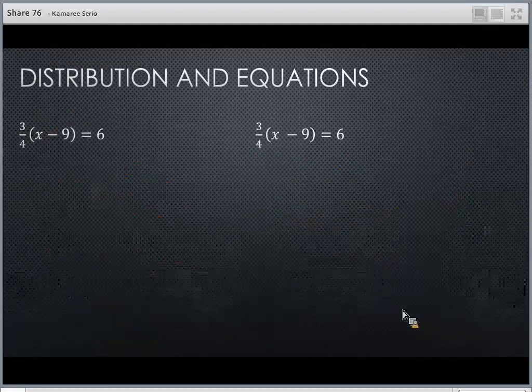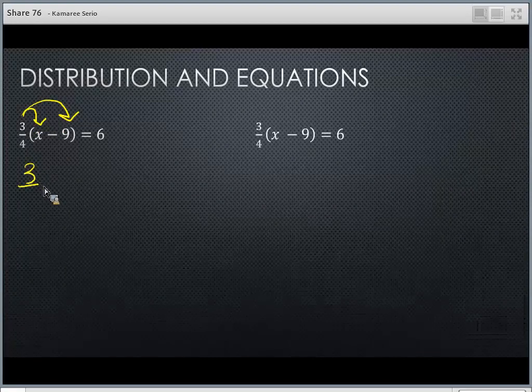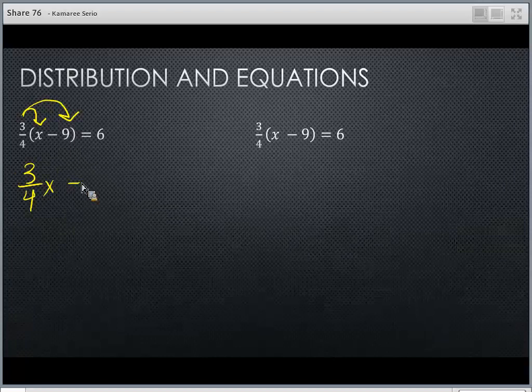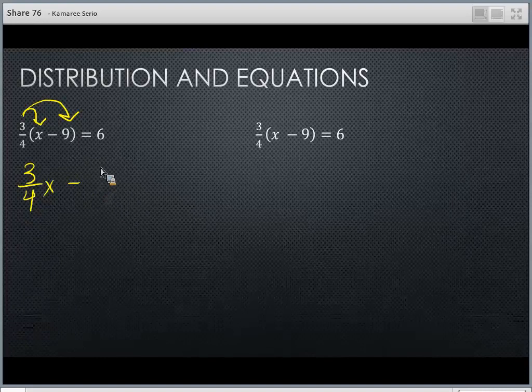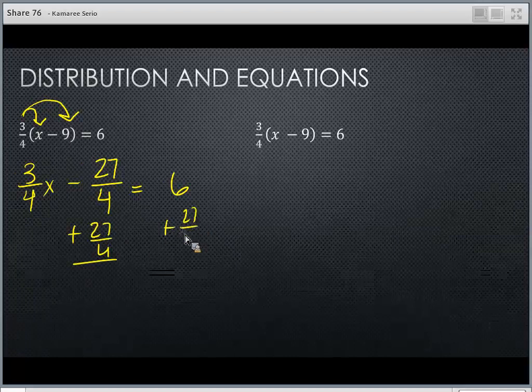Alrighty, so now let's do some with fractions. Again, don't freak out. You have a calculator, it'll be okay. So 3/4 times x minus, I'm typing this into my calculator right now, 3/4 times negative 9 gives me negative 27/4, and that's equal to 6. Okay, so now let's add this 27/4 and add 27/4.